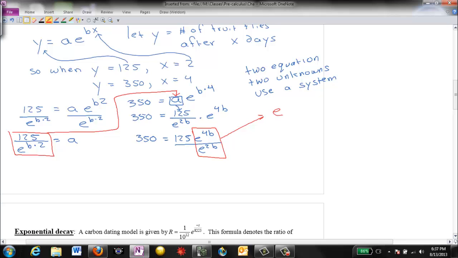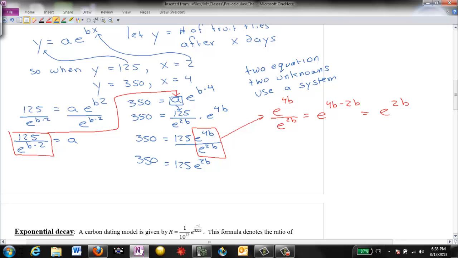So e to the 4b over e to the 2b is two exponentials with the same base, so I can apply properties of exponents here, and I know that this is going to be equal to e to the 4b minus 2b, right, which is e to the 2b. So that part of the equation that I have outlined in red here, I can rewrite, and my equation now looks a little bit like this. So 125 e to the 2b.